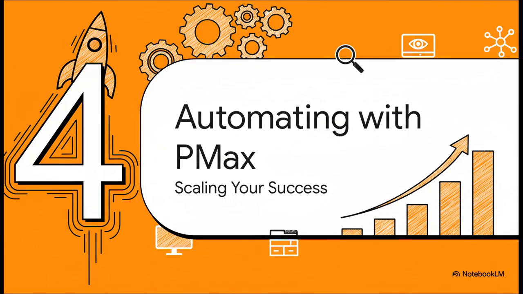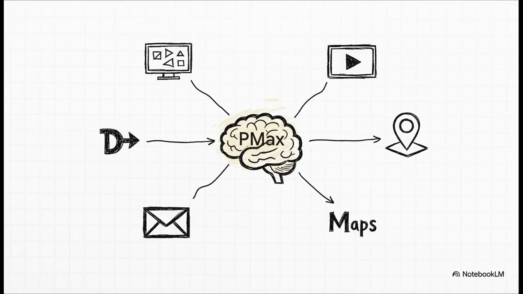So how do you scale? Well, you do it by leveraging automation with something called Performance Max, or PMax. Think of it as Google's all-in-one campaign designed for growth. What makes PMax so different is that it gets you access to all of Google's inventory from just one campaign. You feed it your goals, some text, some images and videos, and Google's AI takes over from there, finding customers for you across search, maps, YouTube, Gmail, you name it.